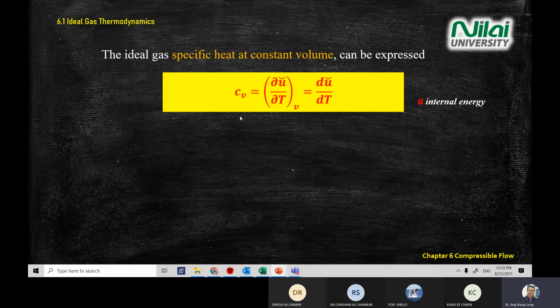So I think this one you learned before. What is specific heat at constant volume, CV? Okay, CV. We look at the ideal gas scenario. So in thermodynamics for ideal gas, the first parameter we look at is specific heat at constant volume, given by the change of internal energy U divided by temperature.